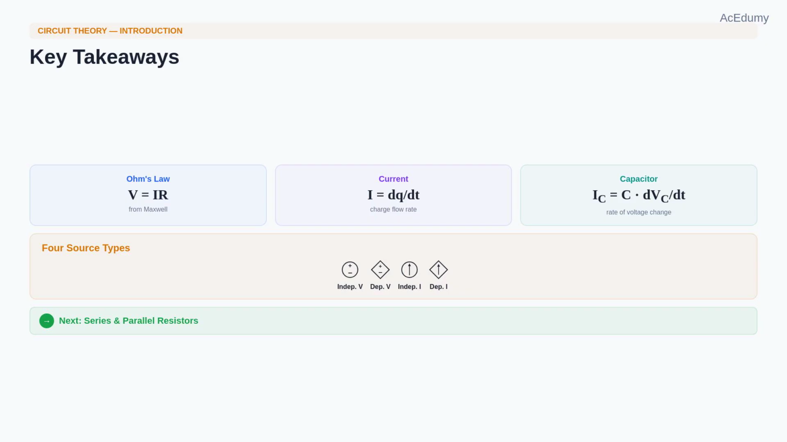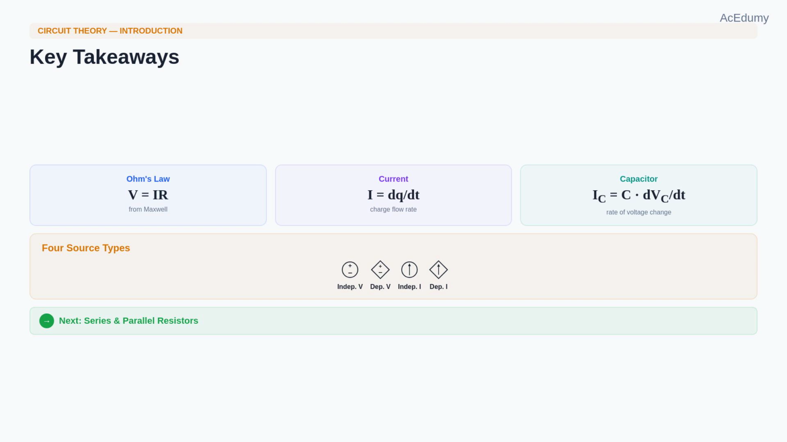Let's wrap up with the key takeaways. Ohm's law, V equals IR, comes directly from Maxwell's equations. It's not just an empirical rule, it has a theoretical foundation. Current is defined as the rate of charge flow, I equals dq over dt. The capacitor current-voltage relationship is IC equals C times dVc over dt.